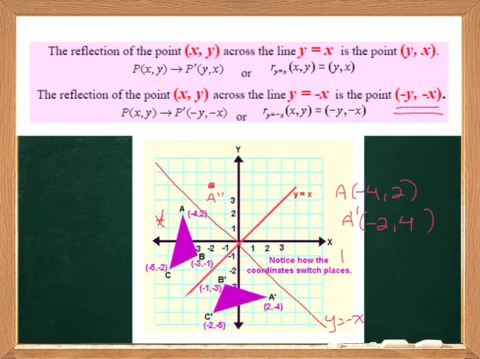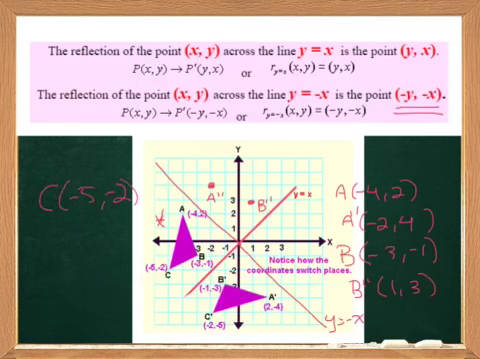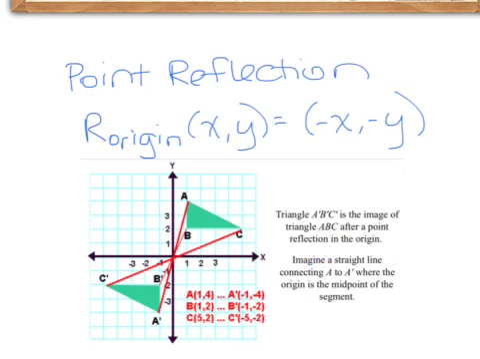Same thing with B. It started off as (-3, -1). When we switch and negate them, B double prime would be (1, 3). And then C started off as (-5, -2). So when we switch them and negate them, we get (2, 5). And then we would connect them. So in this case, we have a pre-image and two images, because we did two separate reflections on the same graph.